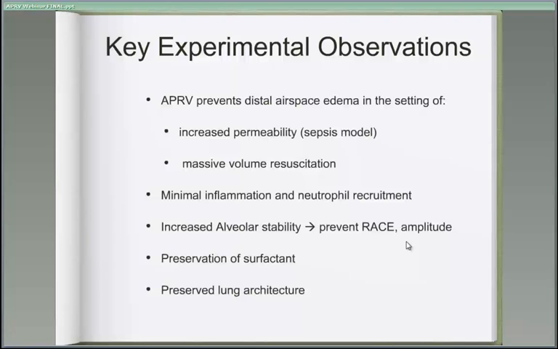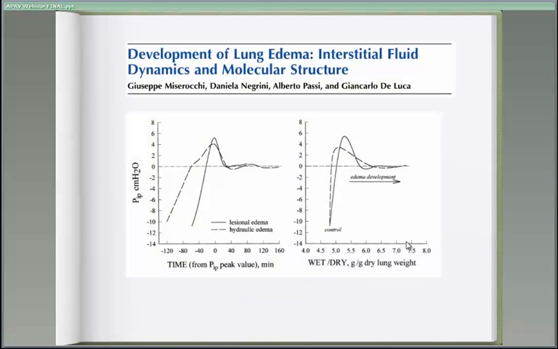We tend to see less inflammation and neutrophil recruitment, and perhaps more alveolar stability prevents the recurrent opening and closing of airways that might actually lead to more lung injury in high amplitude ventilation. So APRV may actually be producing a very, very limited amplitude ventilation. And of course, as you can see histologically, the lung architecture is preserved, which may be important. And I want to just come back to one of the potential mechanisms and why the airway pressure profile might be very important to stabilize the lung, and why the methodology is important.